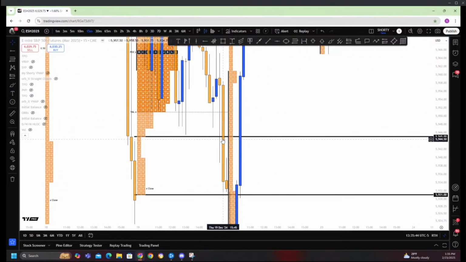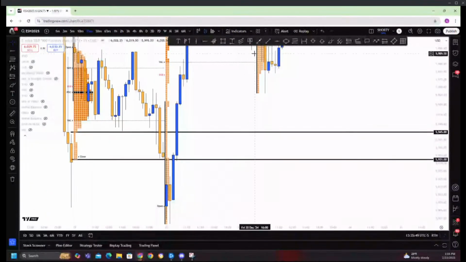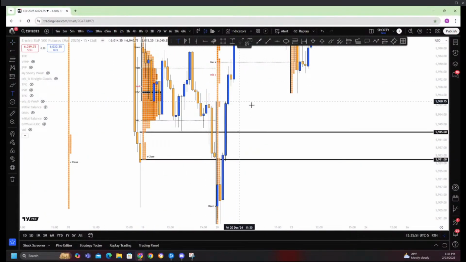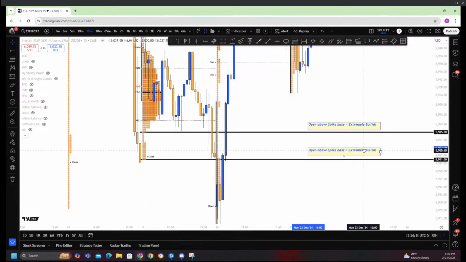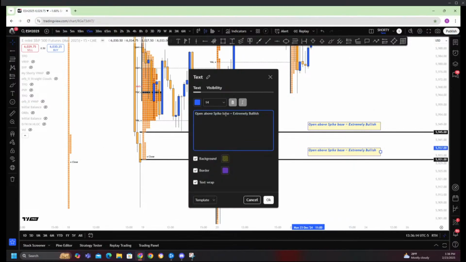Exactly. So now if this is my spike base, the scenario I gave you is if you open above it on a bear spike, this is bullish. I would say extremely bullish here. And if you open in between here, still bullish, right? It's just not extremely bullish. Does that make sense? So I would say this is your open within the spike base.